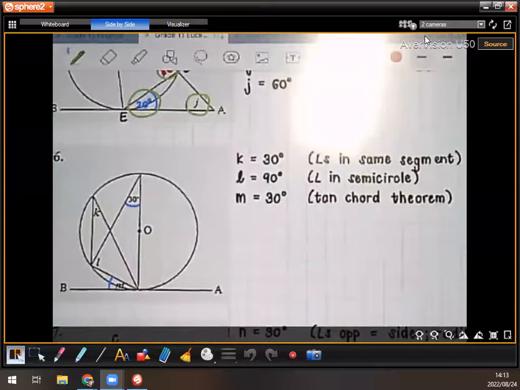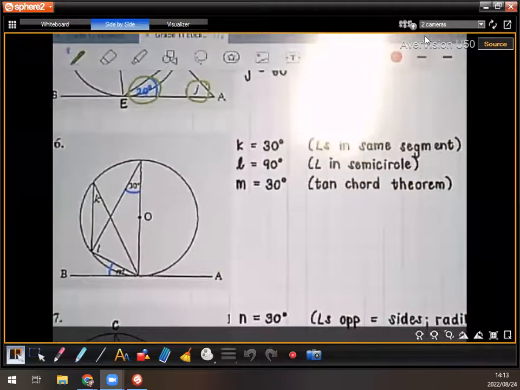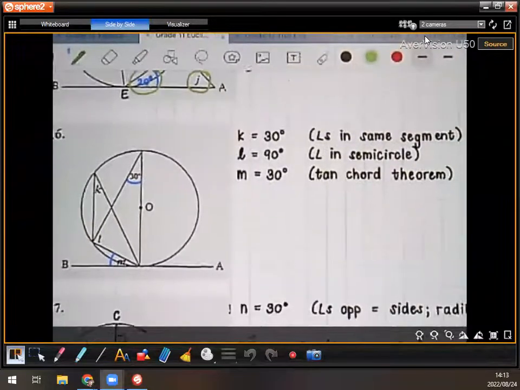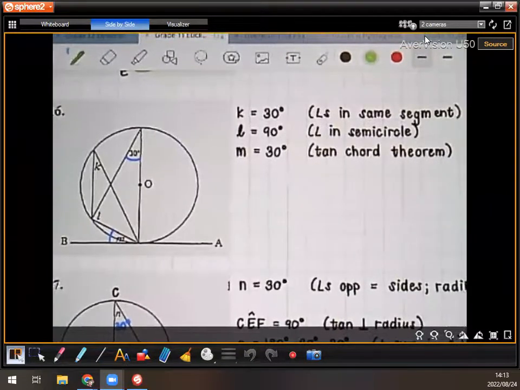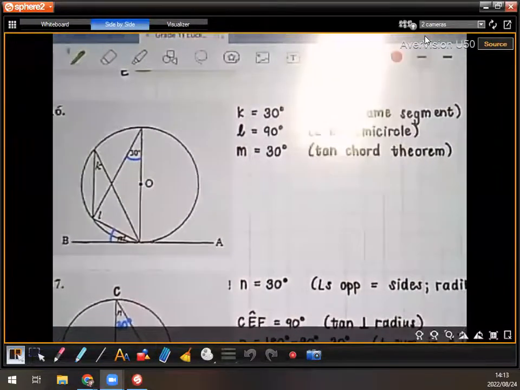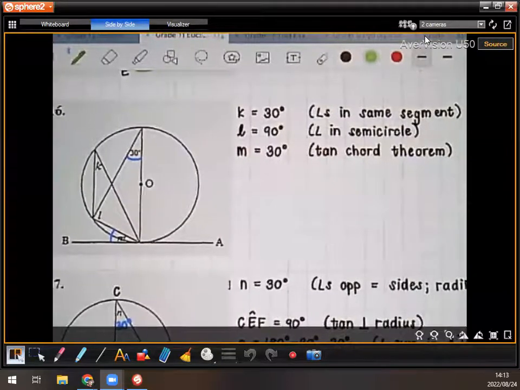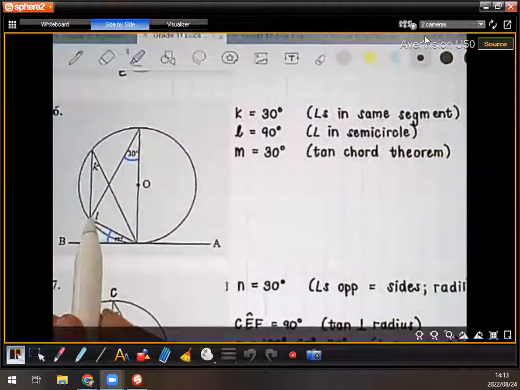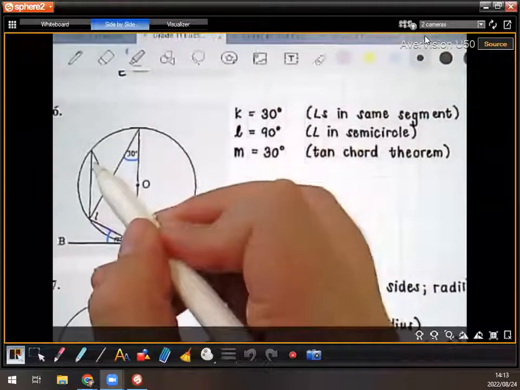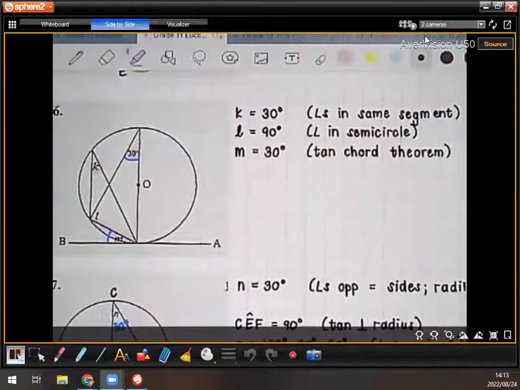Any questions on that? Okay, number 16. And the answers are on the same thing. So 16 wasn't too bad. To get K, I just used the same statement, because K and the 50-degree angle are both subtended by that bottom chord. This one here. That chord subtends K and 50, so K is equal to 30 degrees.